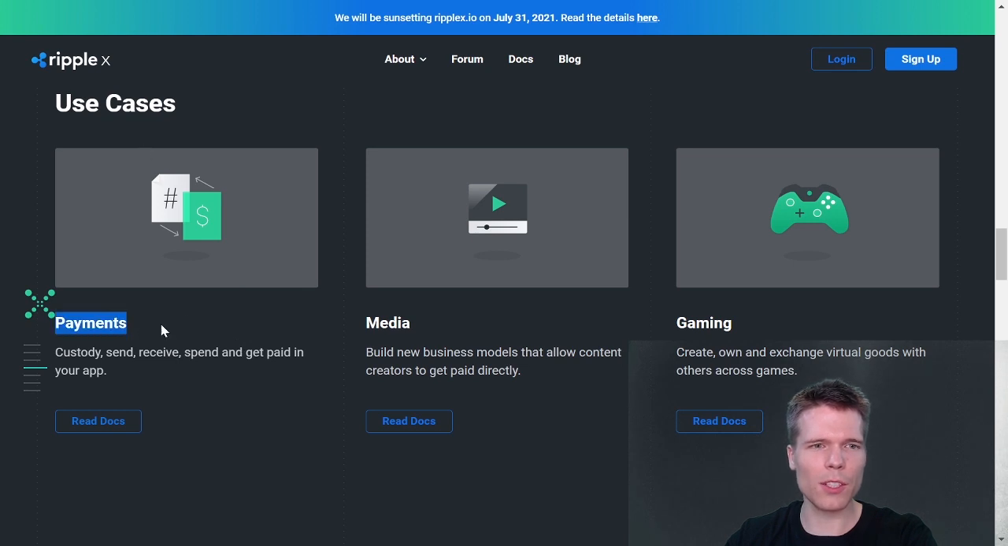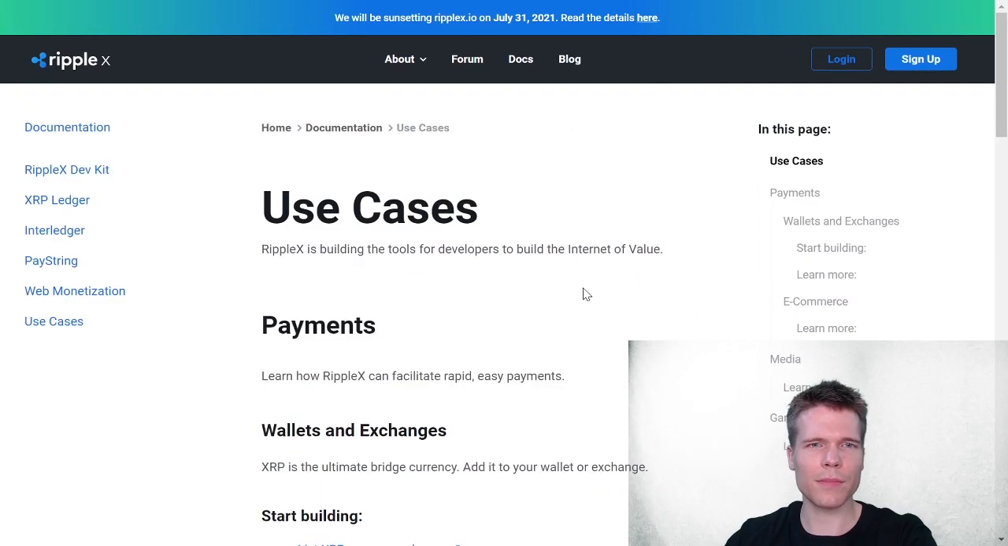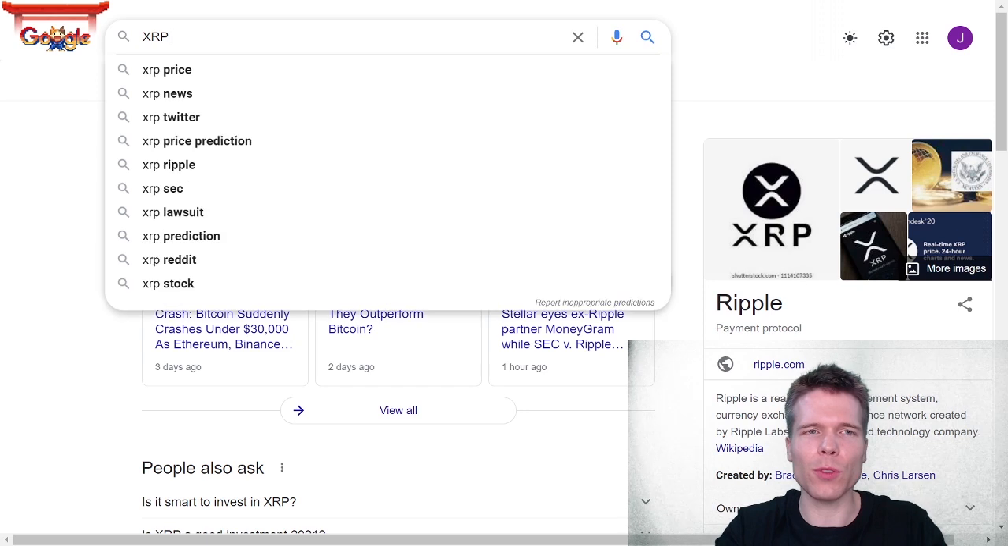So let's go down to this use cases and payments section. Read docs. List XRP, that's not really different. All right, well, one thing against Ripple, it seems to have a little bit less explanation than Stellar. All right, then let's go back to Google and try to figure out how similar it is.